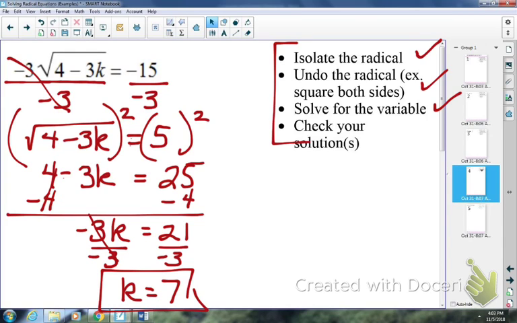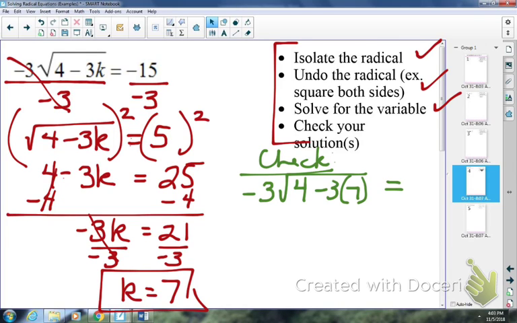The only thing left to do is to check the solution to make sure it does work out. Whether you mentally check it or you actually write your check step out, that's up to you. We're going to plug in 7 for k. So we have -3 times the square root of 4 minus 3 times 7. Does that equal -15? We're hoping that it does. So 3 times 7 is 21.